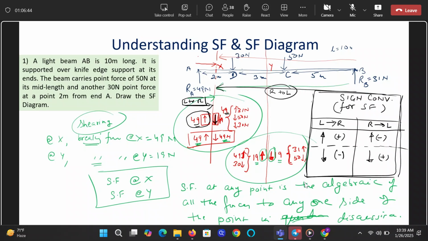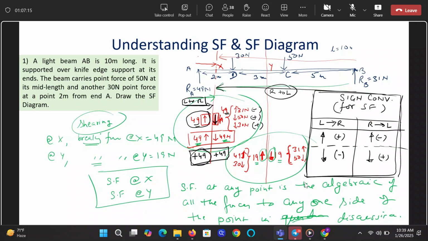So now, those going from left to right to X, there is only one force, 49, which is upwards. Left to right, upward is positive, so it is plus 49. Those coming from right to left: 31 newtons is upwards, and upward forces, right to left, are negative. 50 newtons is downwards, positive. 30 newtons is downwards, positive, right to left. The resultant will again be plus 49. So now both will give me the same answer.